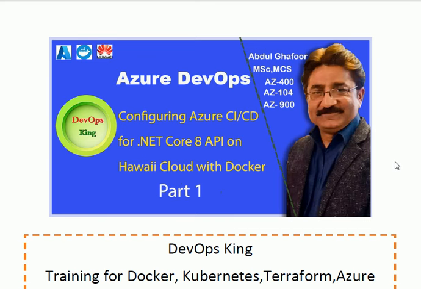Today we shall discuss how to configure Azure CICD for .NET Core 8 API on Huawei Cloud using Docker, part 1.